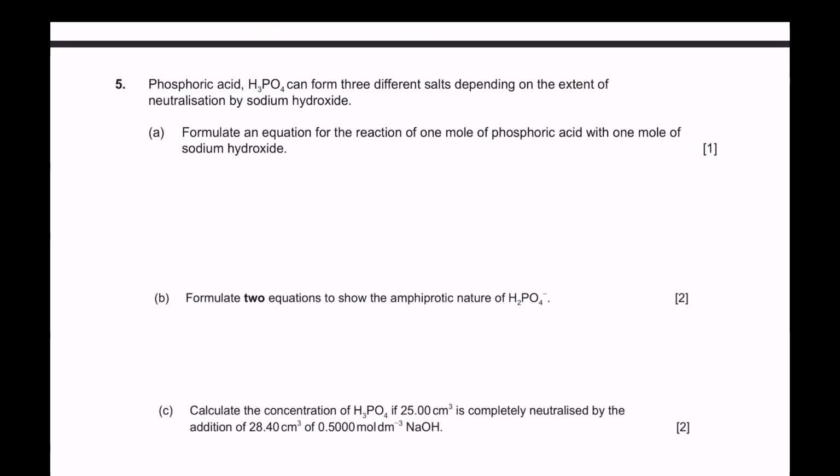Now we are done with question 4. Let's move on to question 5. So we have phosphoric acid, H3PO4, which forms 3 salts depending on the extent of neutralization by sodium hydroxide. For this one, you have to write the equation of reaction of 1 mole phosphoric acid with 1 mole sodium hydroxide. So one of the H plus ions will be neutralized here.